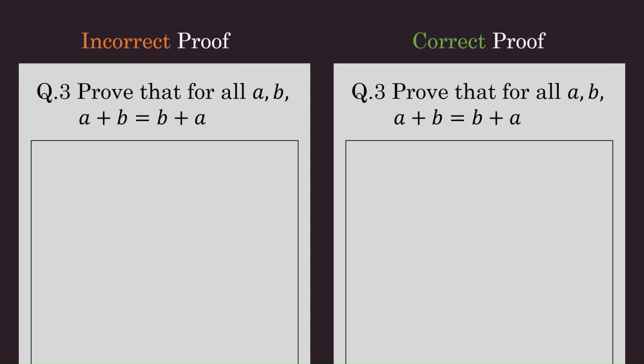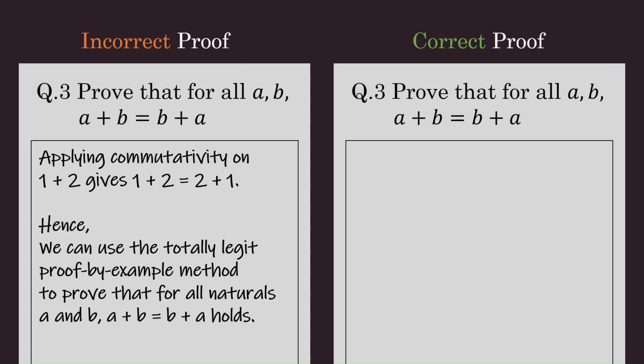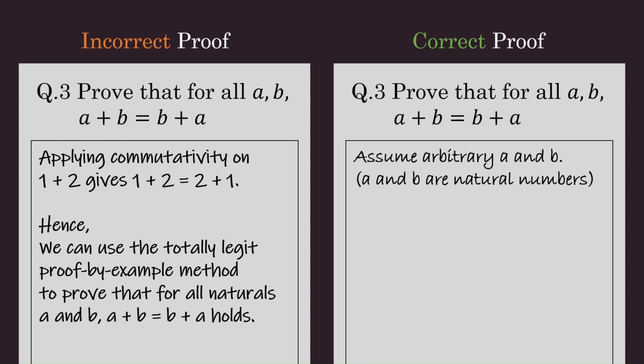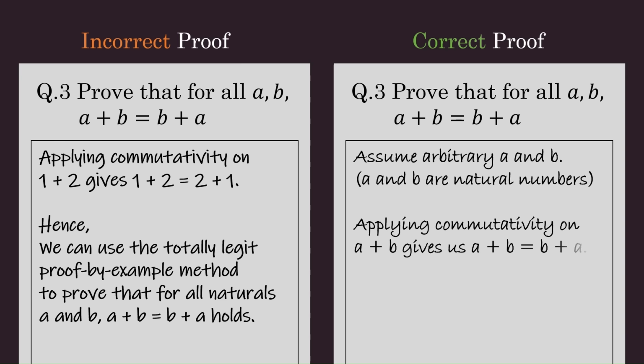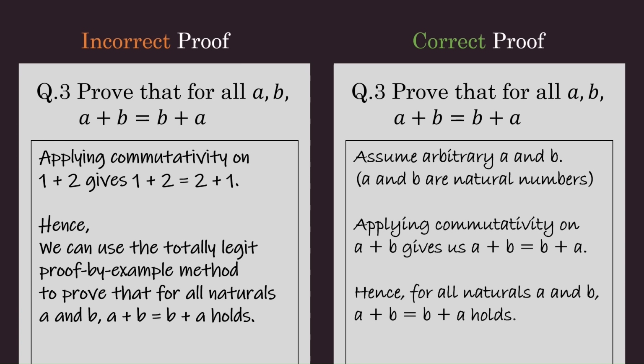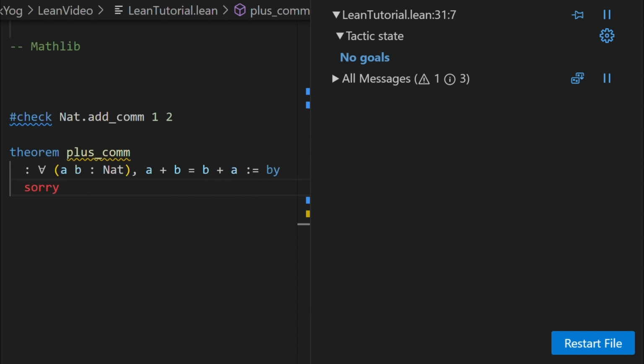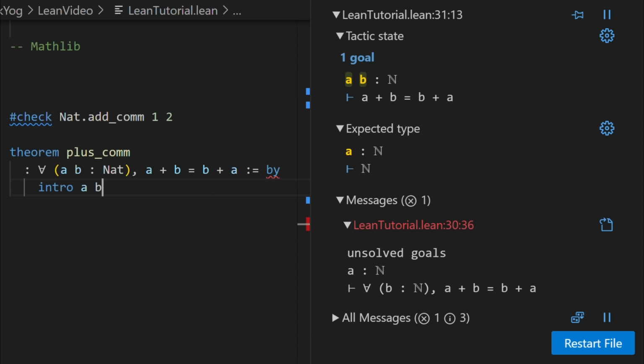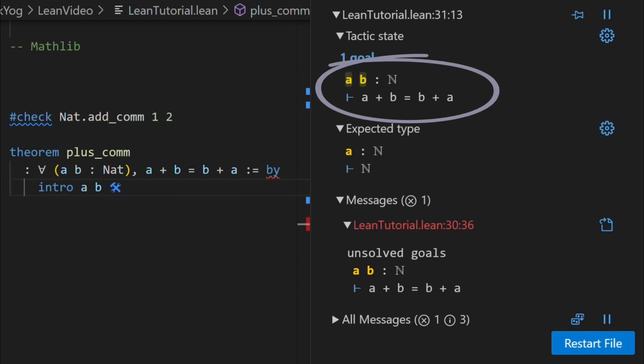But I cannot give this example as a proof. We must assume that a and b are arbitrary natural numbers, and then apply commutativity on them. That's the correct proof. How do we do this in Lean? Just write intro a b. Look at the tactic state. We have two numbers, a and b, in our hypothesis now, and the goal has changed too.